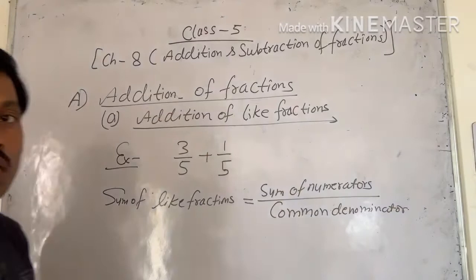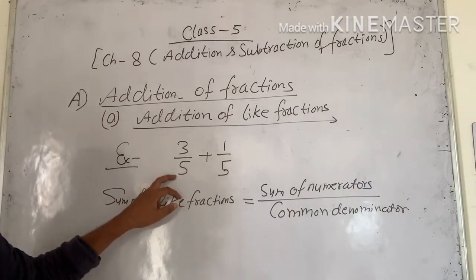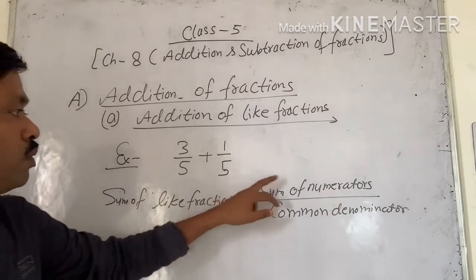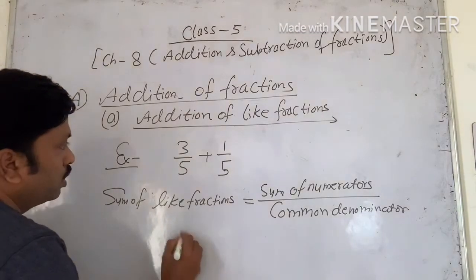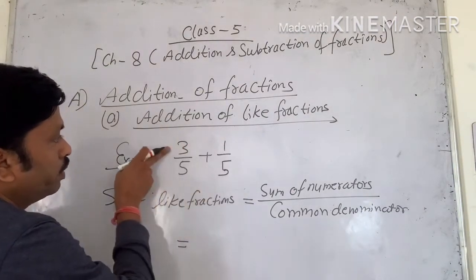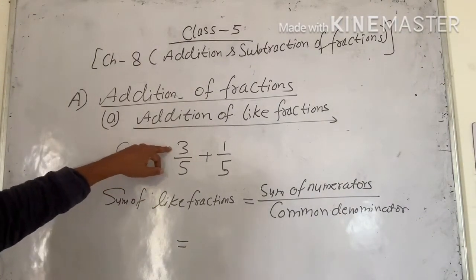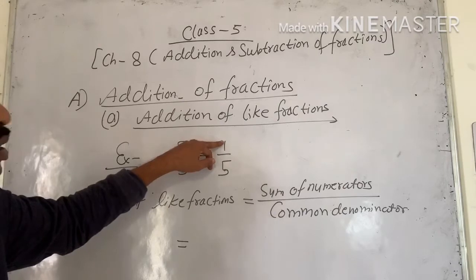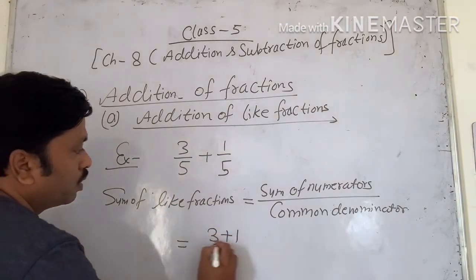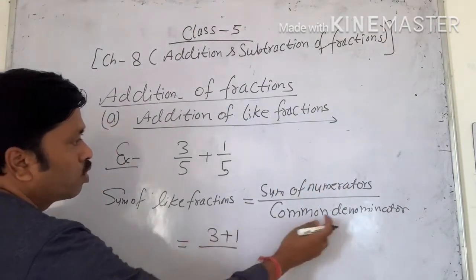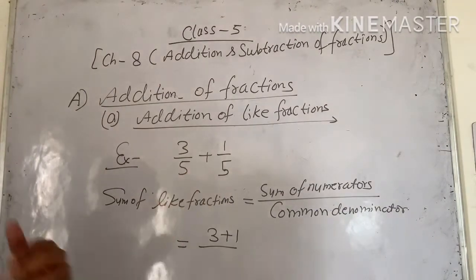Okay children, how can we do it? For the sum of like fractions, we take the sum of the numerators over the common denominator. Here 3 and 1 are the numerators: 3 is the numerator of the first fraction and 1 is the numerator of the second fraction. We add them, 3 plus 1, the sum of the numerators, and the common denominator. 5 is the common denominator of both fractions.